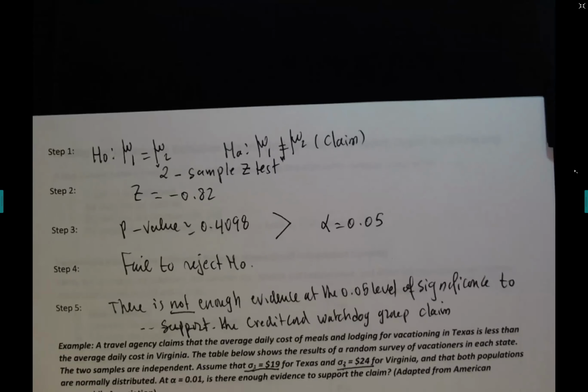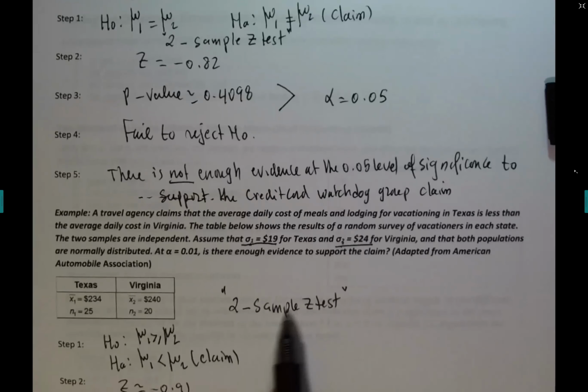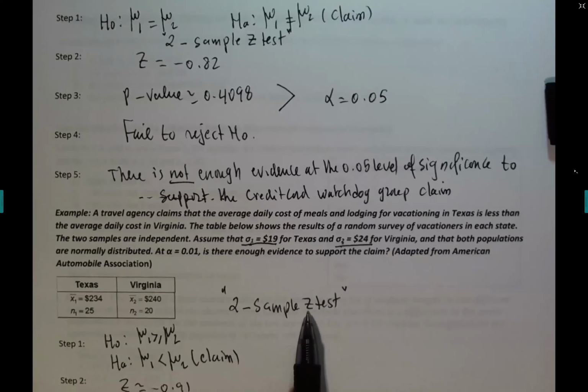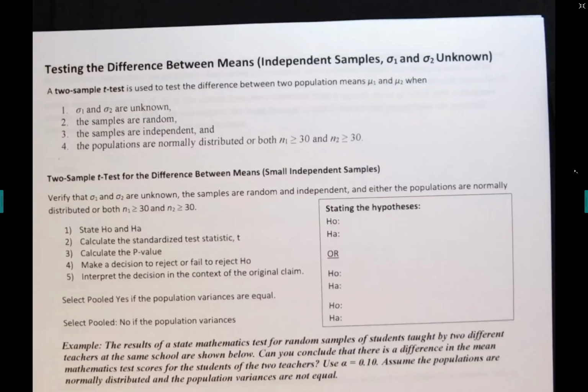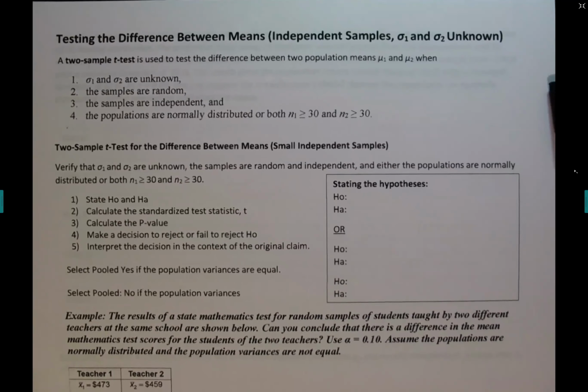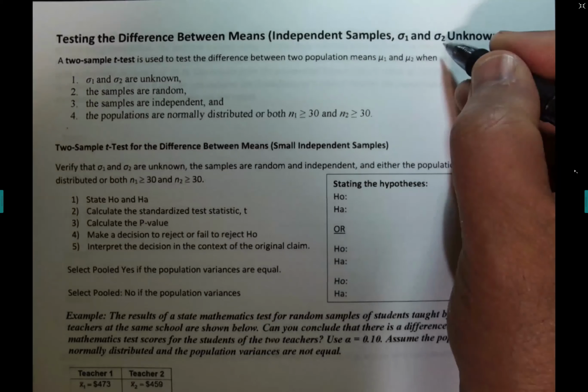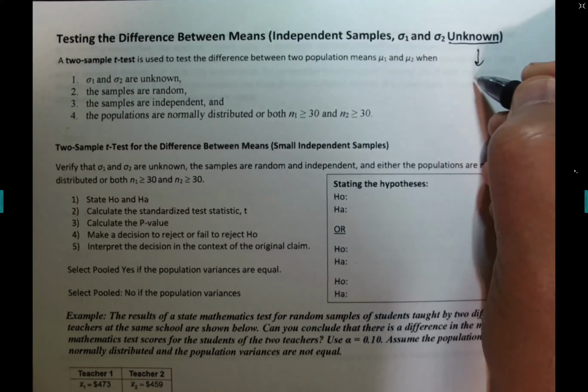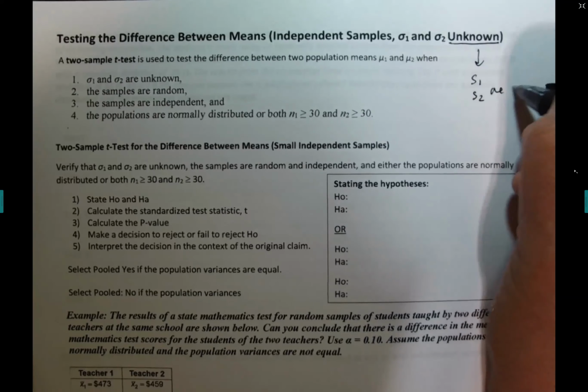And what would the test be that we will be using, guys? Can you guess what the name of the test is going to be? It's not going to be the two sample Z test. It will be two sample what? T-test, exactly. So just to show you the similarity between what you learned in chapter 7 and chapter 8. And now, this is section 8.2, guys. Testing the difference between means, independent samples, sigma 1 and sigma 2 are unknown. S1, S2 are given instead.